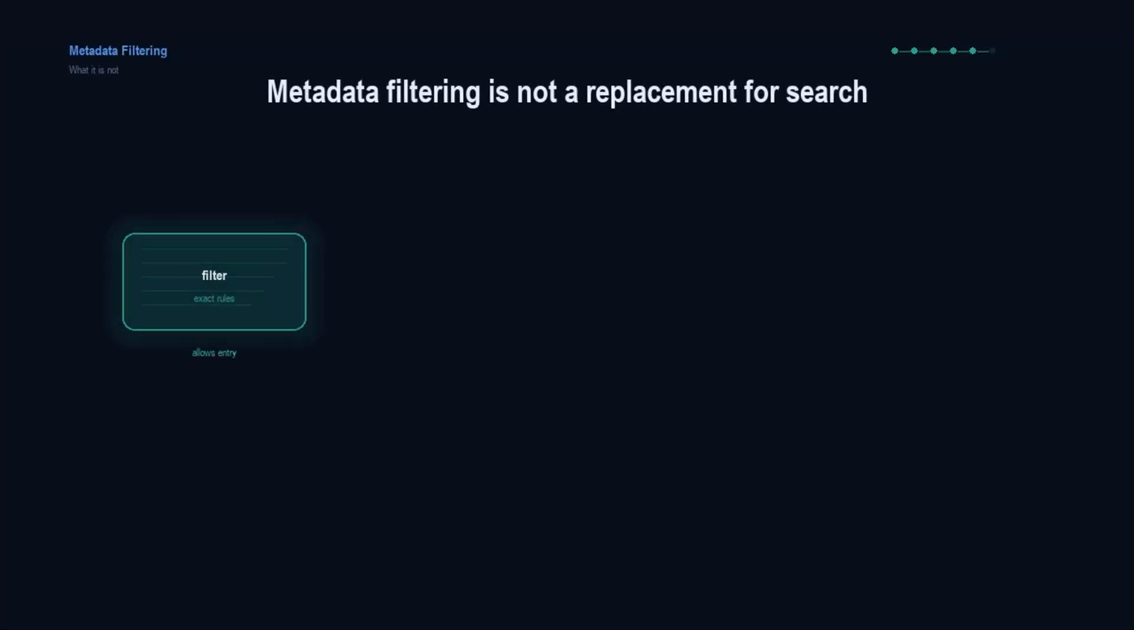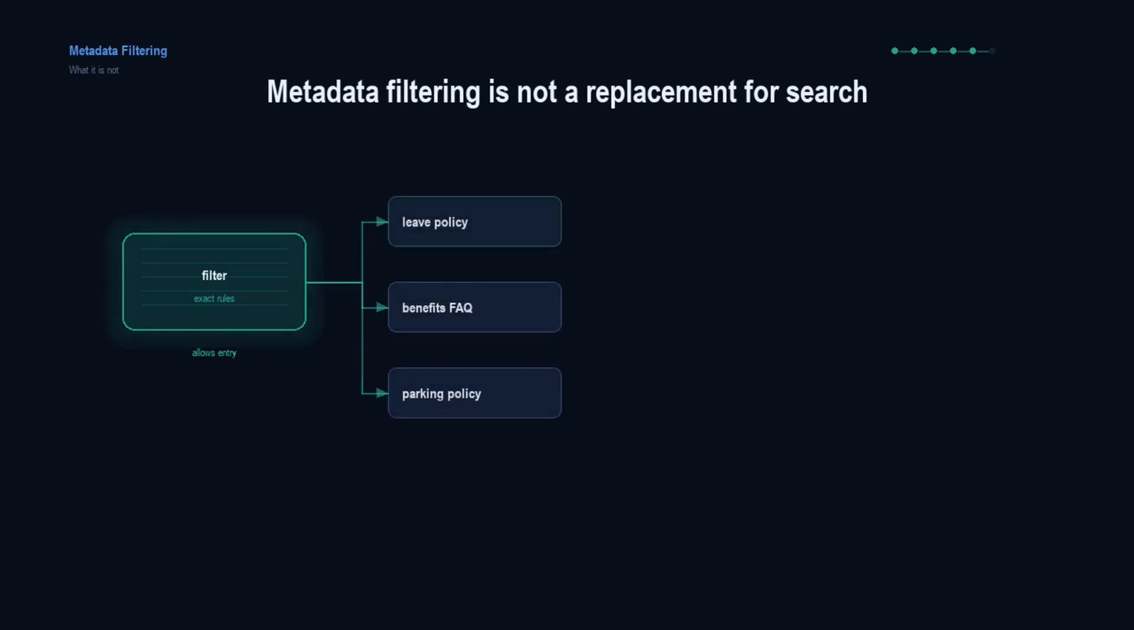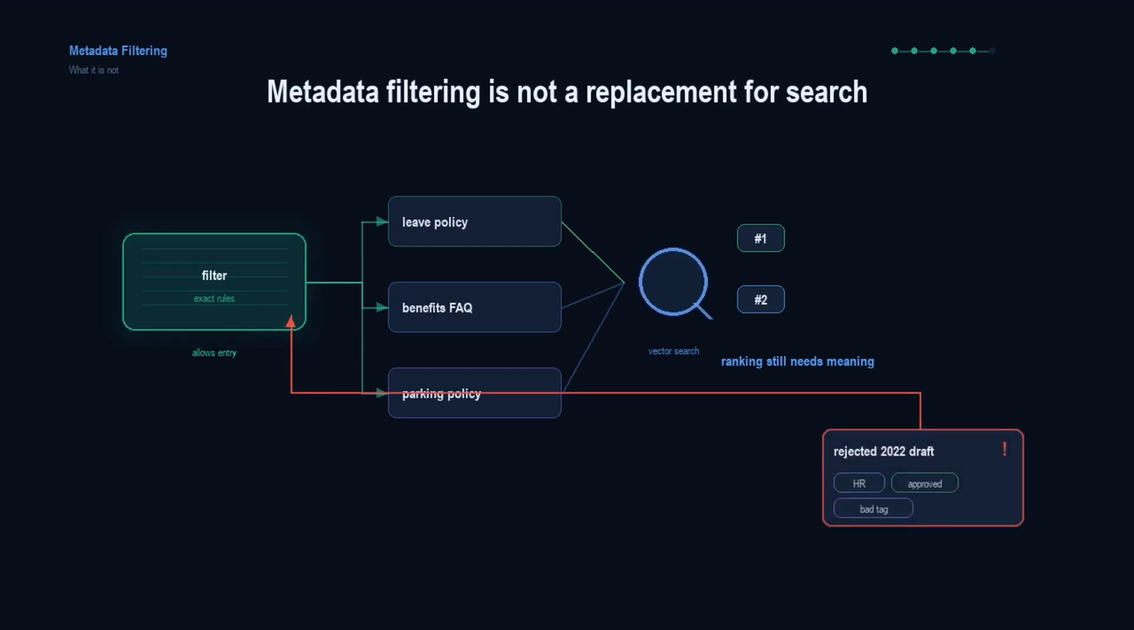Metadata filtering is not a replacement for vector search, and it's not a substitute for good document hygiene. It doesn't understand meaning. A filter can't tell you which HR policy is most relevant to a vague question. That's still the embedding's job. The filter just decides which documents are even allowed into the contest. And it can't fix bad metadata. If nobody ever updated the status field when the 2022 draft got rejected, filtering by status being equal to approved won't save you. Garbage tags in and garbage filtering out.